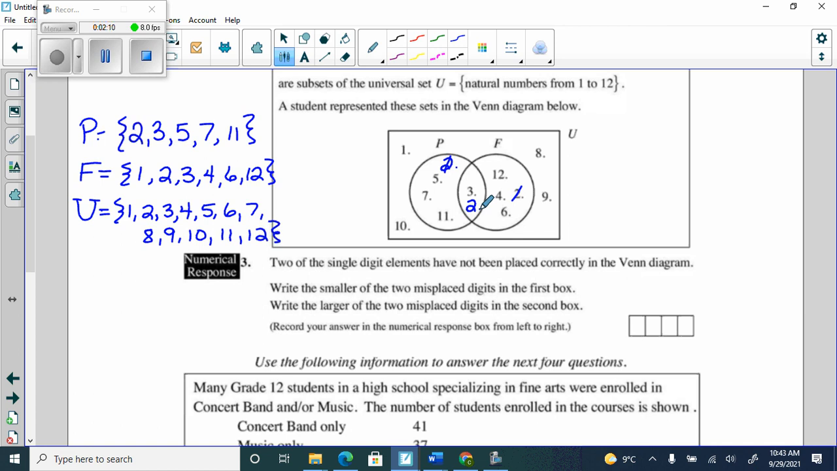Then we have 3. Here we'd have, what are we missing here? A 1. Then we'd have 2. Oh, wait, that's in the middle. 3. Oh, wait, that's in the middle. 4, 6, 12. And then here I'd have 2 and 3 in the middle. 5, 7, 11. Then on the outside I should have 1, 2, 3, 4, 5, 6, 7, 8, 9, 10, and 11. So what are the misplaced digits? Smaller has to come first, largest comes second. 1, 2.